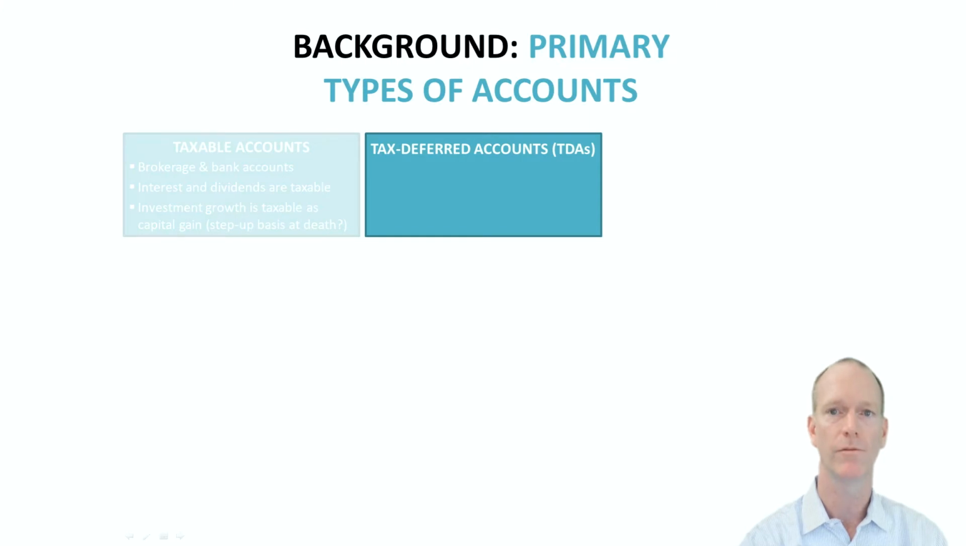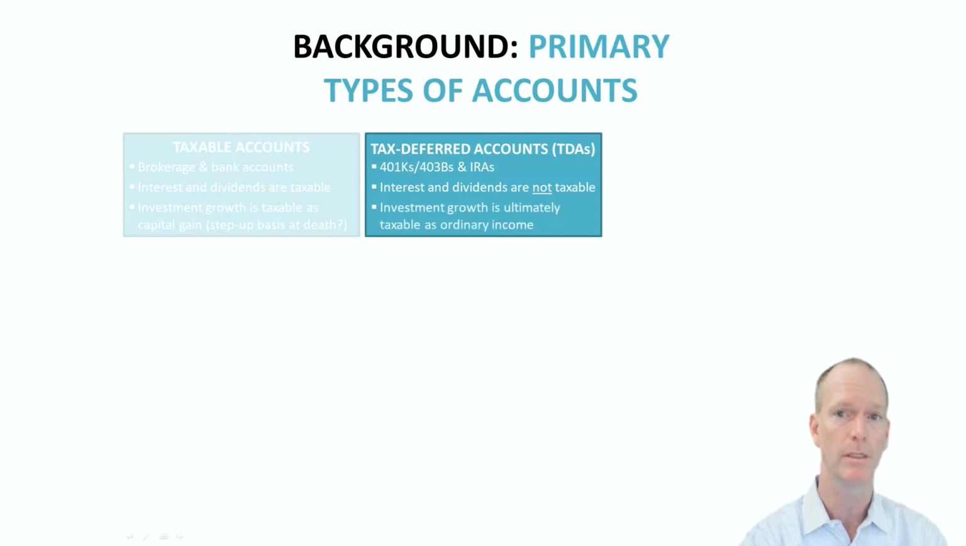Next, we have our tax-deferred accounts. These are things like your 401ks, 403bs, and IRAs. There's no taxes on the dividends or interest or capital gains while the investments are inside of these accounts, but this is money that hasn't been taxed yet. So this money will ultimately be taxed as ordinary income when money is distributed outside of this account.